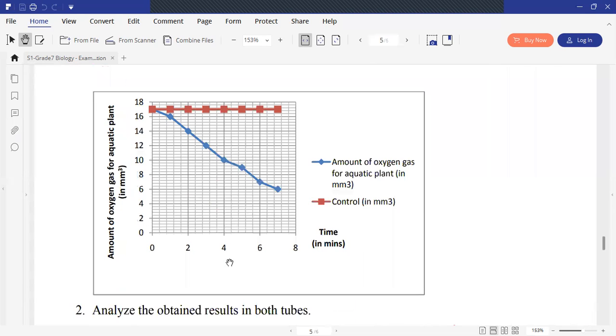This is the graph. The graph should be drawn using a pencil and given a title. If you use a legend, you have to give it a legend, and the graph should be drawn using a pencil, and you have to respect the scale.